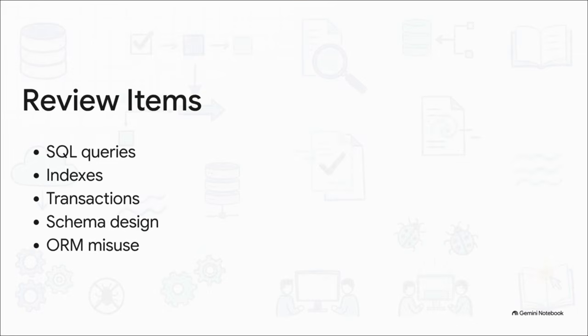So our source material breaks this review phase down into a super strict 5-point checklist. We've got SQL queries, indexes, transactions, schema design, and ORM misuse. Listen, if you're doing a database review, these are literally the exact 5 areas where performance bugs just love to hide. This is the armor we need to equip.